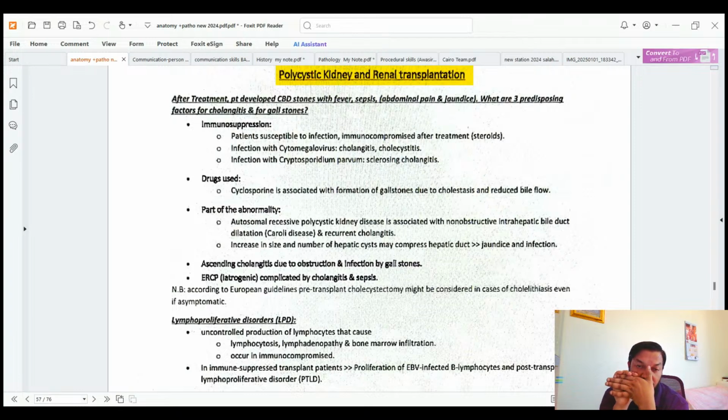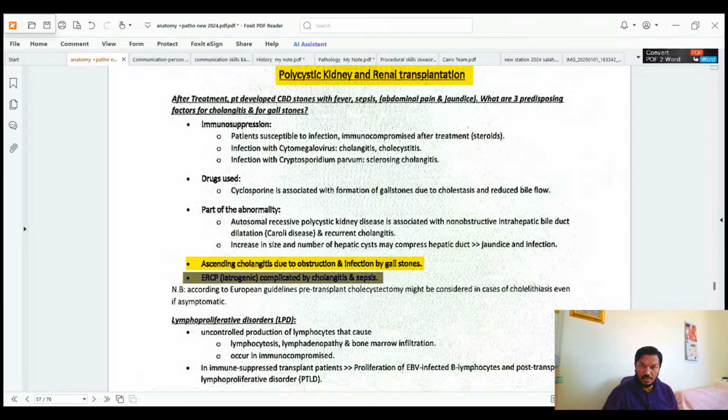Infection with cytomegalovirus can cause cholangitis and cholecystitis, and infection with Cryptosporidium, sclerosing cholangitis. Drug use. Ascending cholangitis due to obstruction and infection by gallstone, and ERCP iatrogenic complicated by cholangitis and sepsis. That is the answer.